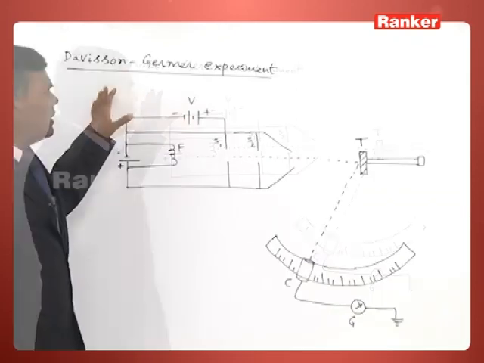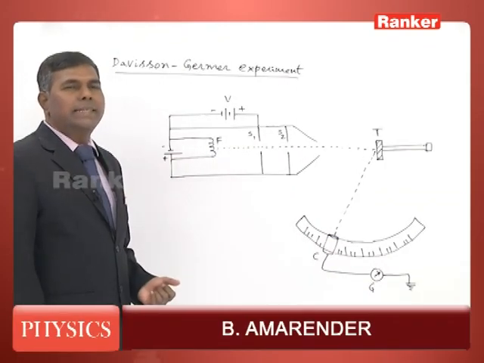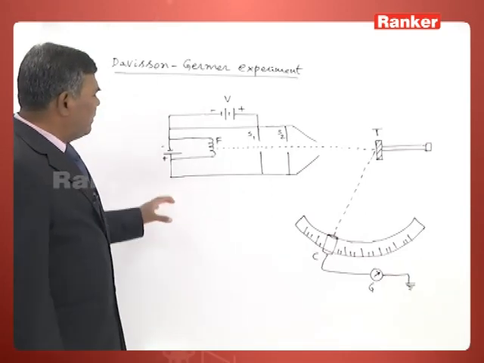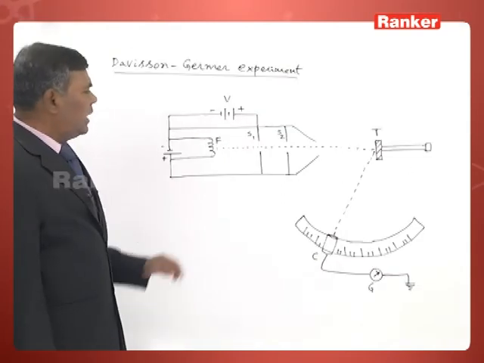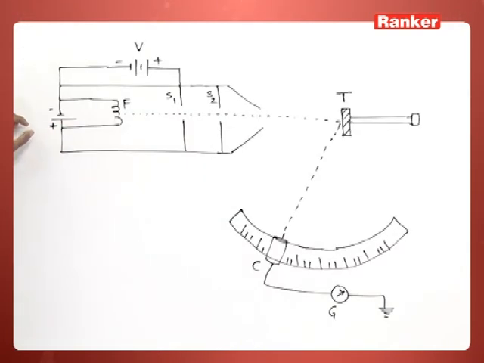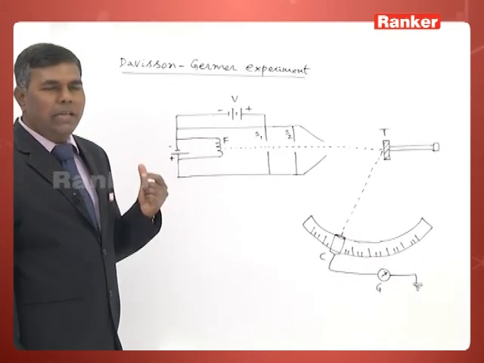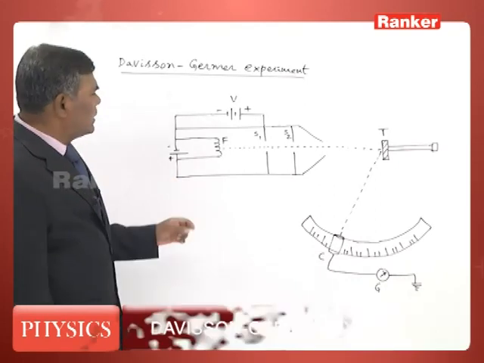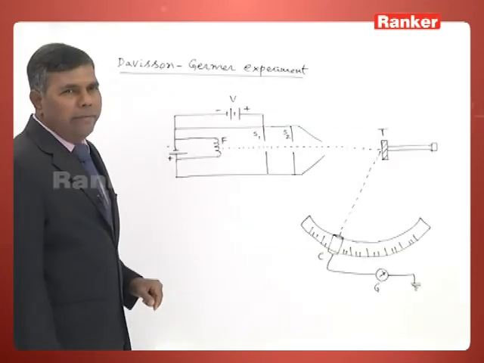Now this is the Davisson-Germer experiment, which provides experimental evidence for the existence of matter waves. This experiment consists of an electron gun in which you have a filament. That filament can be heated using a battery. Once it is heated to a sufficiently high temperature, it emits electrons due to thermionic emission. These electrons can be accelerated to a particular potential using an applied potential difference.